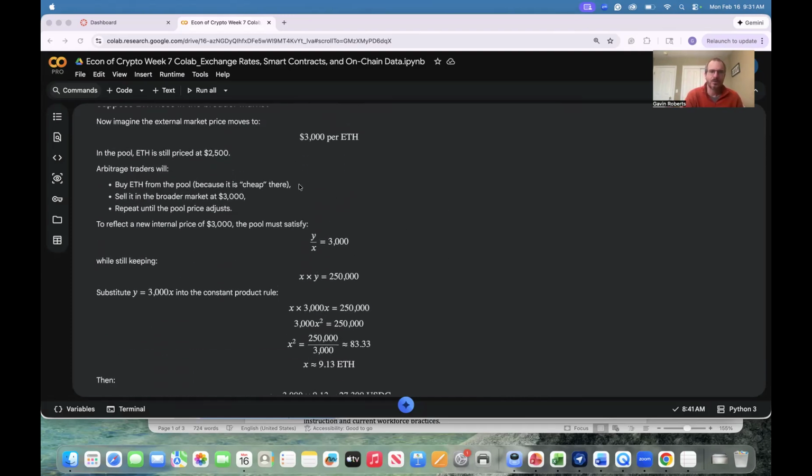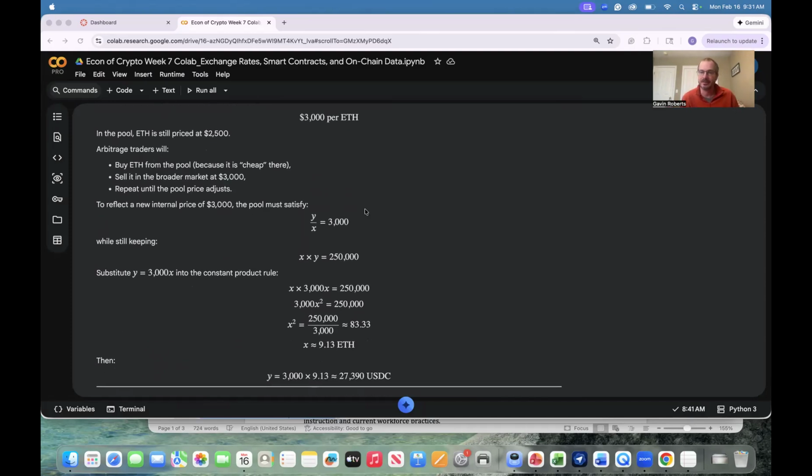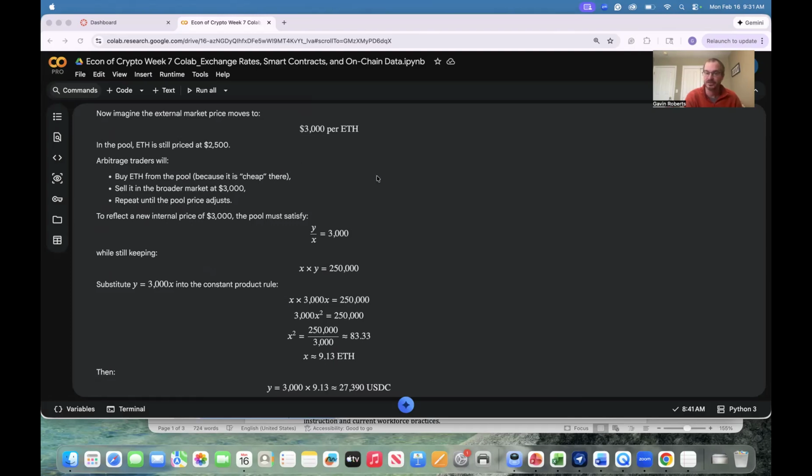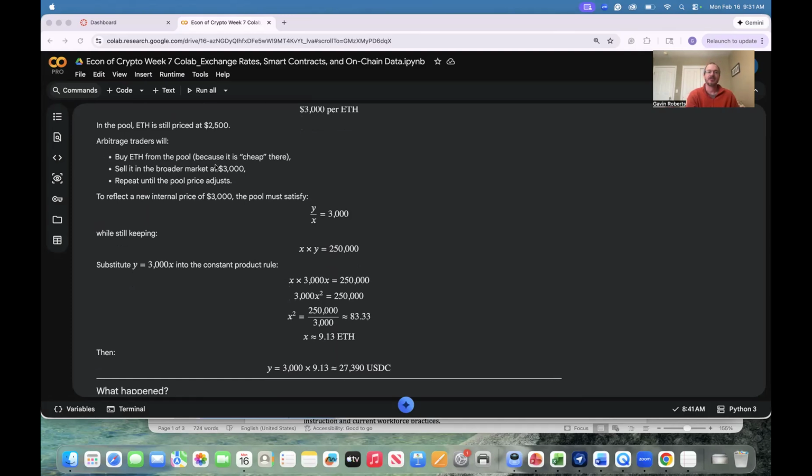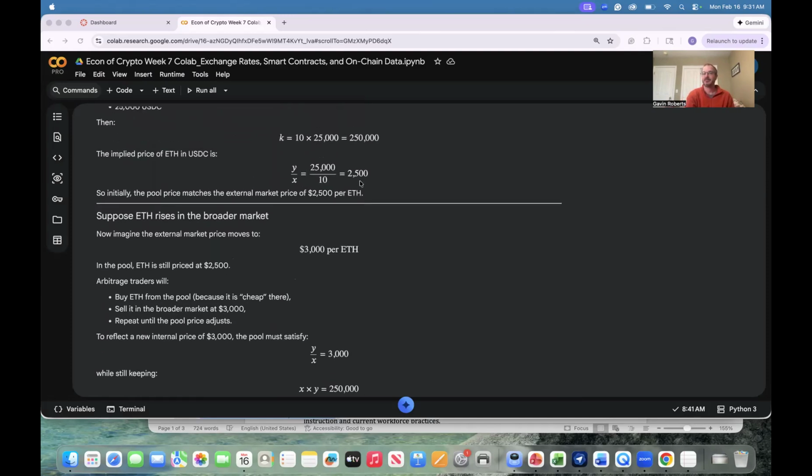So now, what's going to happen? The pool price is going to be off. The pool price isn't going to make sense anymore once the Ethereum price changes, because we need to get back in line. So arbitrage traders will buy Ethereum from the pool. Why? Because remember, the pool price up here was $2,500, but now out in the broader market, Ethereum is $3,000. So in order to make some easy money, traders should buy $2,500 Ethereum from the pool and then sell it for $3,000 in the broader market.